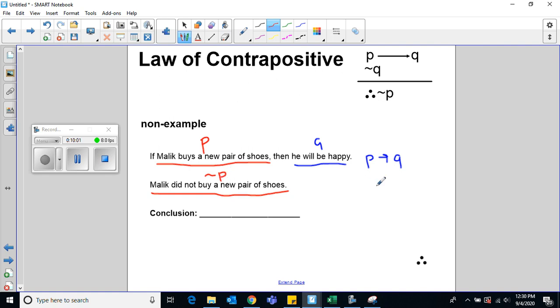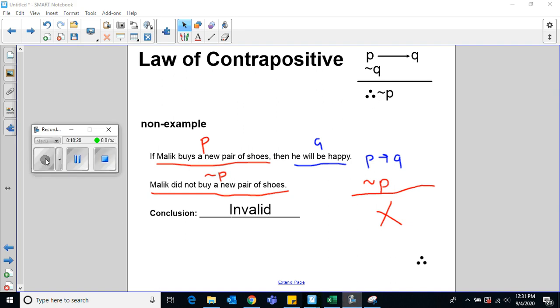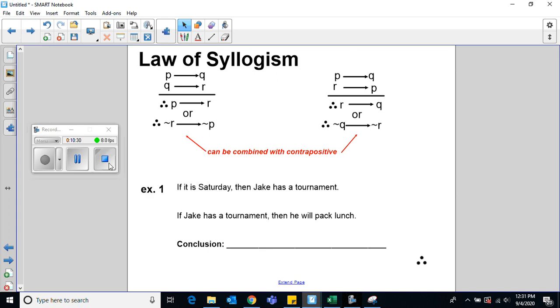Okay, so we went P to Q, then we went not P, and if we look, that does not match the form the law needs to be in, so we know this one cannot have a valid conclusion. So again, you'll see it say invalid or no conclusion possible, whatever like that. All right, so our next law is the law of syllogism.